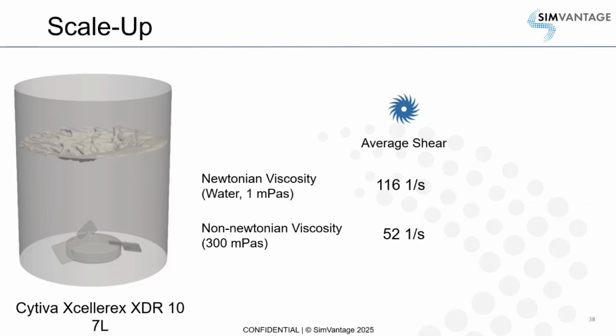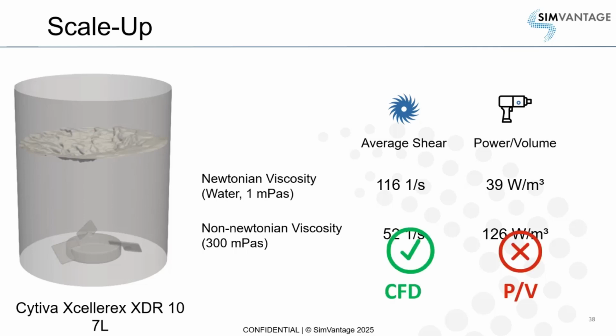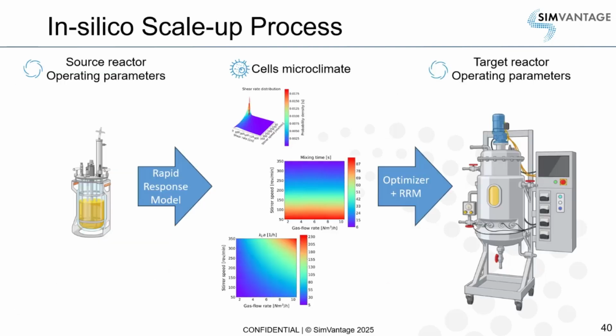Now let's come to the results. We again have an average shear rate distribution, but now for the power per volume value, you see that you have a good agreement for the Newtonian case. So this means the scale-up would have worked for this case, but in the case of non-Newtonian viscosity, the power per volume value is vastly different. This means if you scale up here with a constant power per volume, it would lead you to a wrong or a different shear rate distribution. With the CFD, you always get the correct distribution of shear rates.